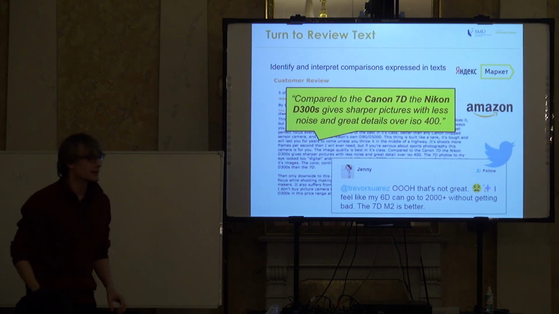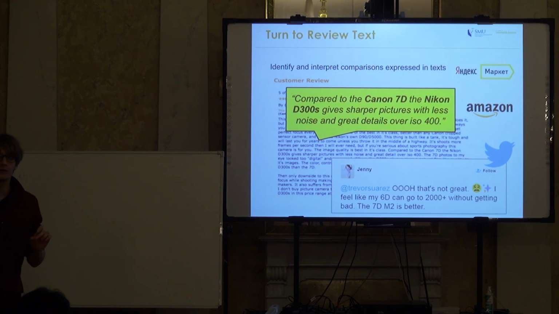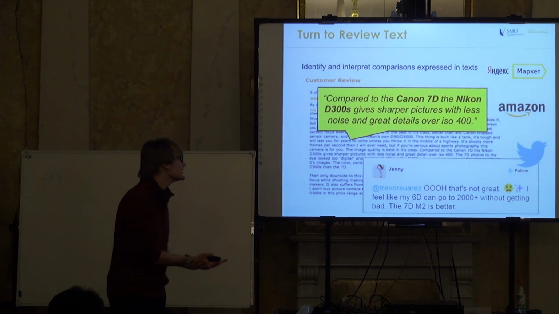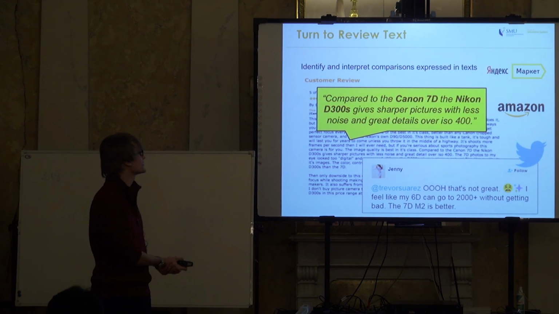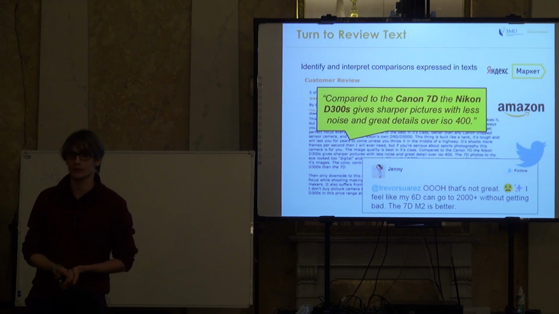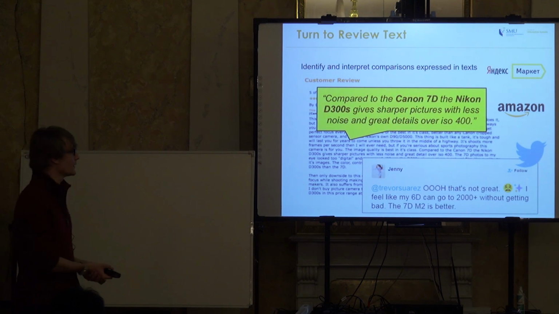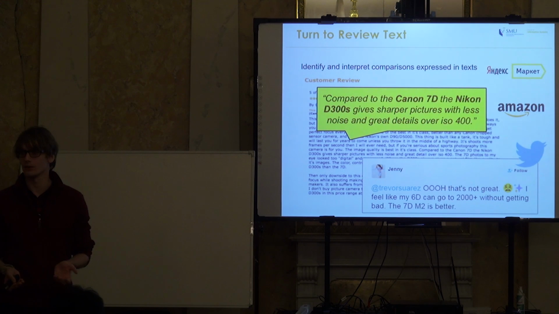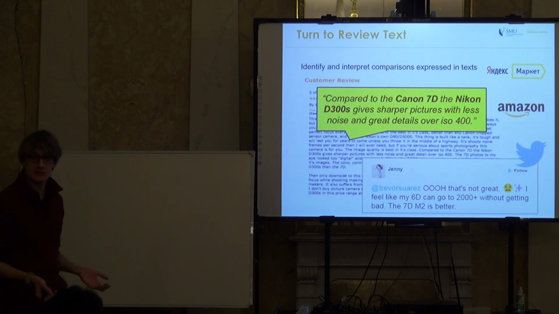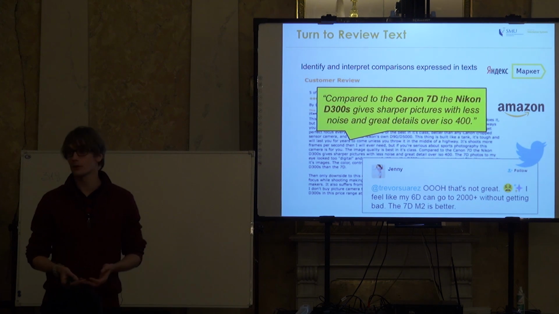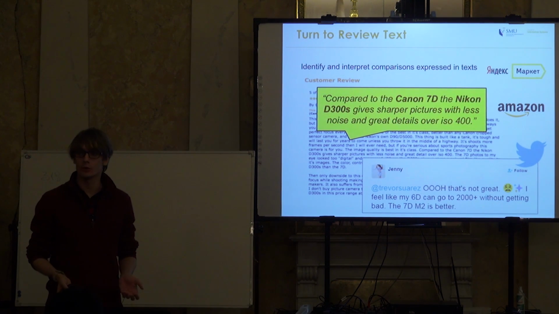In this work, we are going to look at one particular example of sentences, which are comparative sentences. Like here, compared to the Canon 7D, the Nikon D300S gives sharper pictures, which indicates that one product is actually better than another. And we are going after these sentences that we can find probably a lot online, on Yandex Market for the Russian language, on Amazon, which is an example here, or probably on social networks like Twitter or Facebook.